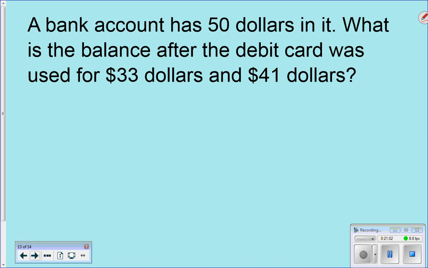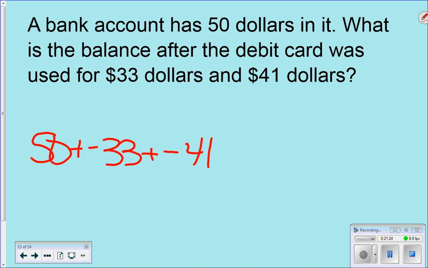A bank account has $50 in it. What is the balance after the debit card was used for $33 and $41? Okay, so there's many ways you can answer this question. You can take 50 minus 33 and then take that minus 41. Or you can do 50 plus negative 33 plus negative 41 equals whatever.